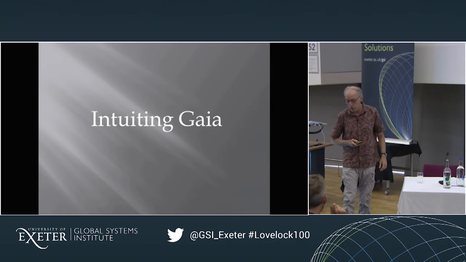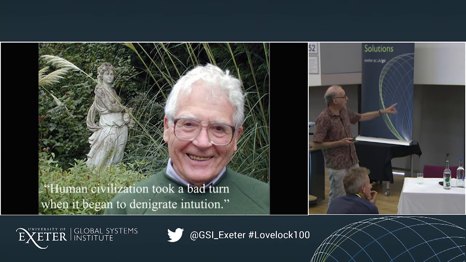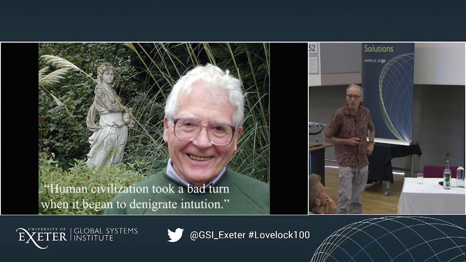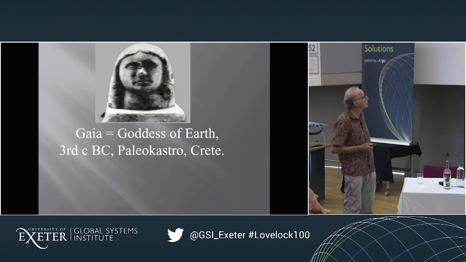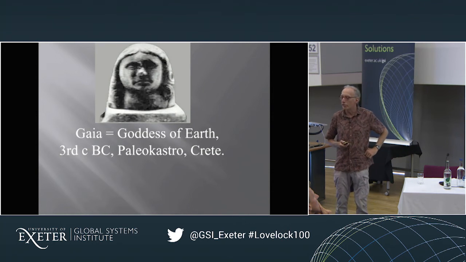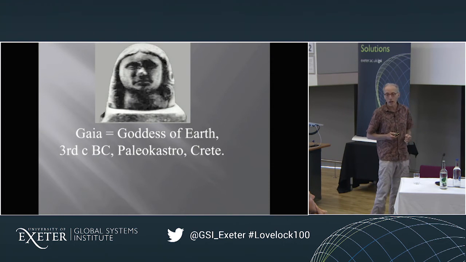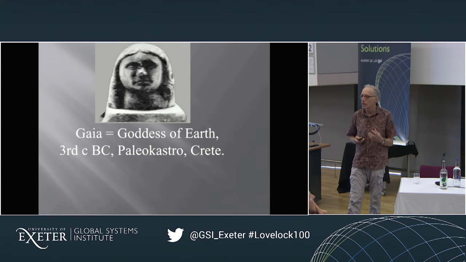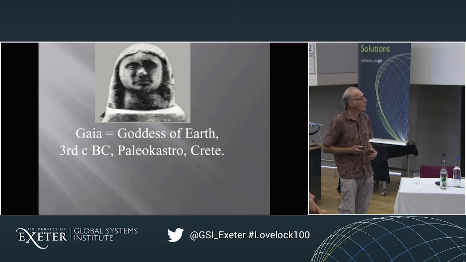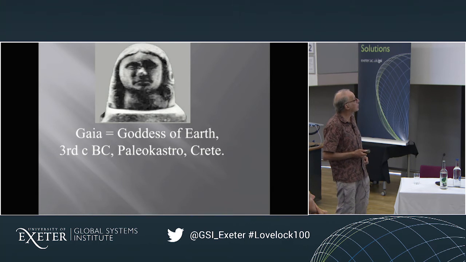Now, what about intuition? Well, with intuition, you know that Jim is very keen on it. Here he says a quote from his latest book: "Human civilization took a bad turn when it began to denigrate intuition." So intuition is very important. What is intuition? Well, it has many layers. I think the deepest layer is when we intuit that Gaia really is some kind of goddess, as the ancient Greeks intuited, some kind of deep entity within the depths of the psyche. This is a picture of Gaia, the goddess from ancient Greece.